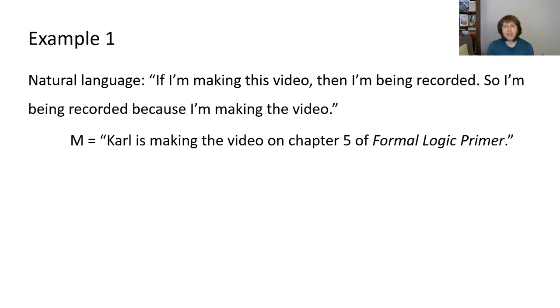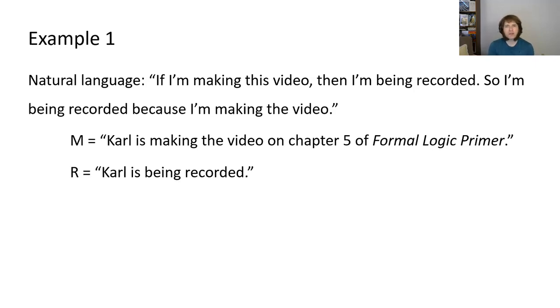If you know who said it, but you don't know what the video is, then you should replace I with a proper name. Say it's, I don't know, Sarah somebody, who has this on Facebook or something. If I'm making this video, then I'm being recorded. Then you could translate that, Sarah is making this video. If you knew what the video was, you should replace this video with something more precise. So always go for more precision if you can. So we have M. Now, if we look through here, there's really only one other simple statement.